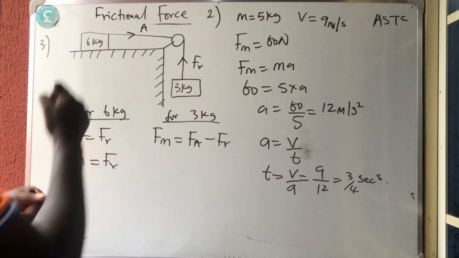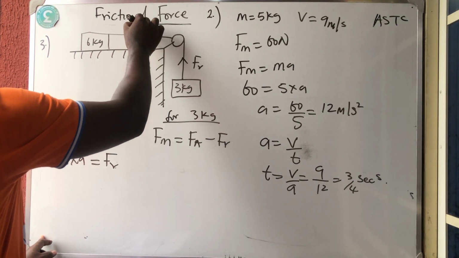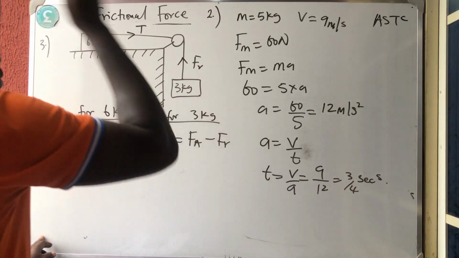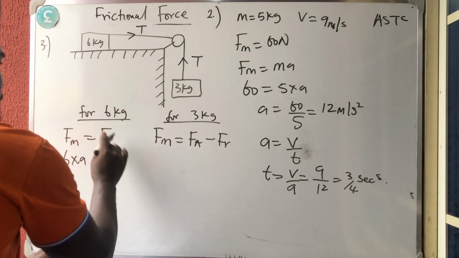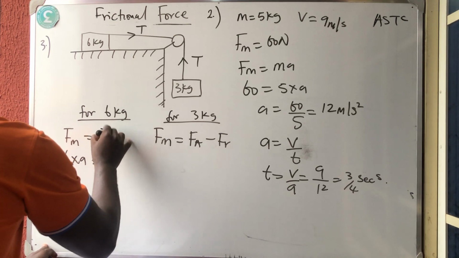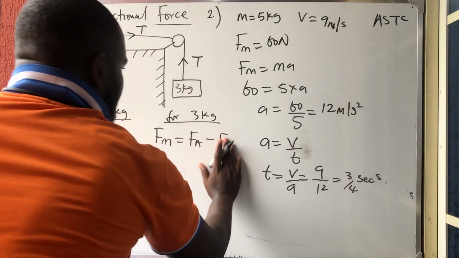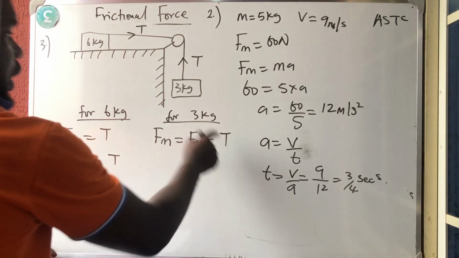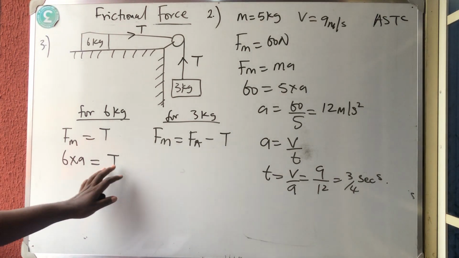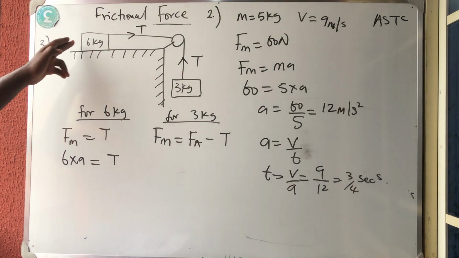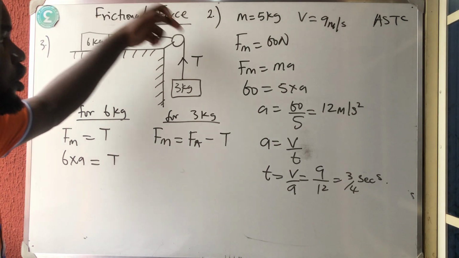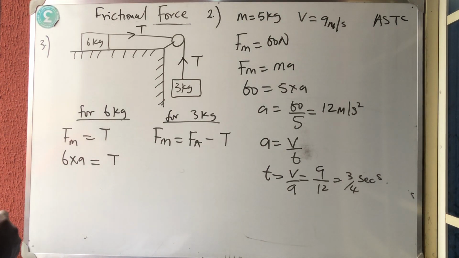Okay, let me call it tension. Let me not use the frictional force, let me use the word tension. Because there is no frictional force, the tension here should be equal to the tension here. Because this is smooth, there is no frictional force, and since it is smooth, nothing is pushing it this way. Everything is going in the same direction.